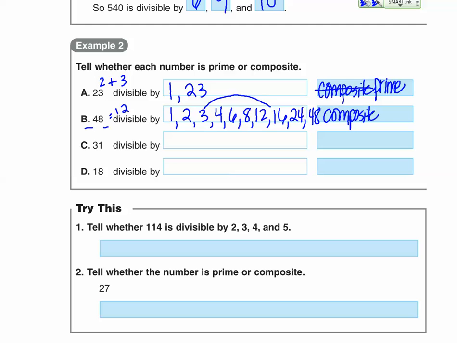My goodness. Take a look at C. C, once again, 31. The only factors that go into it are 1 and itself, so this is a prime number. And 18, we have 1, 2, 3, 6, 9, and 18. So this clearly has more than 2 factors. This would be called composite.